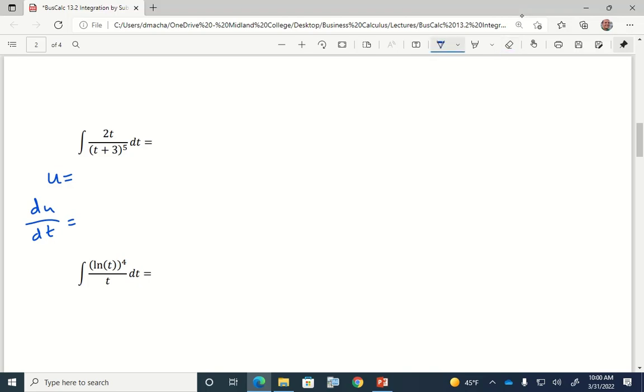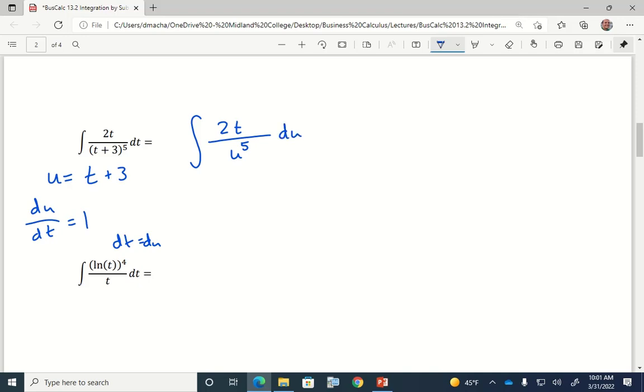This is a tricky one. What else should we try? What else do you see inside here that we might try? t plus 3. Okay, t plus 3. Let's try that one out. So the derivative would just be 1. So that means dt is equal to du. So making these substitutions, I should get 2t divided by u to the fifth power times du.